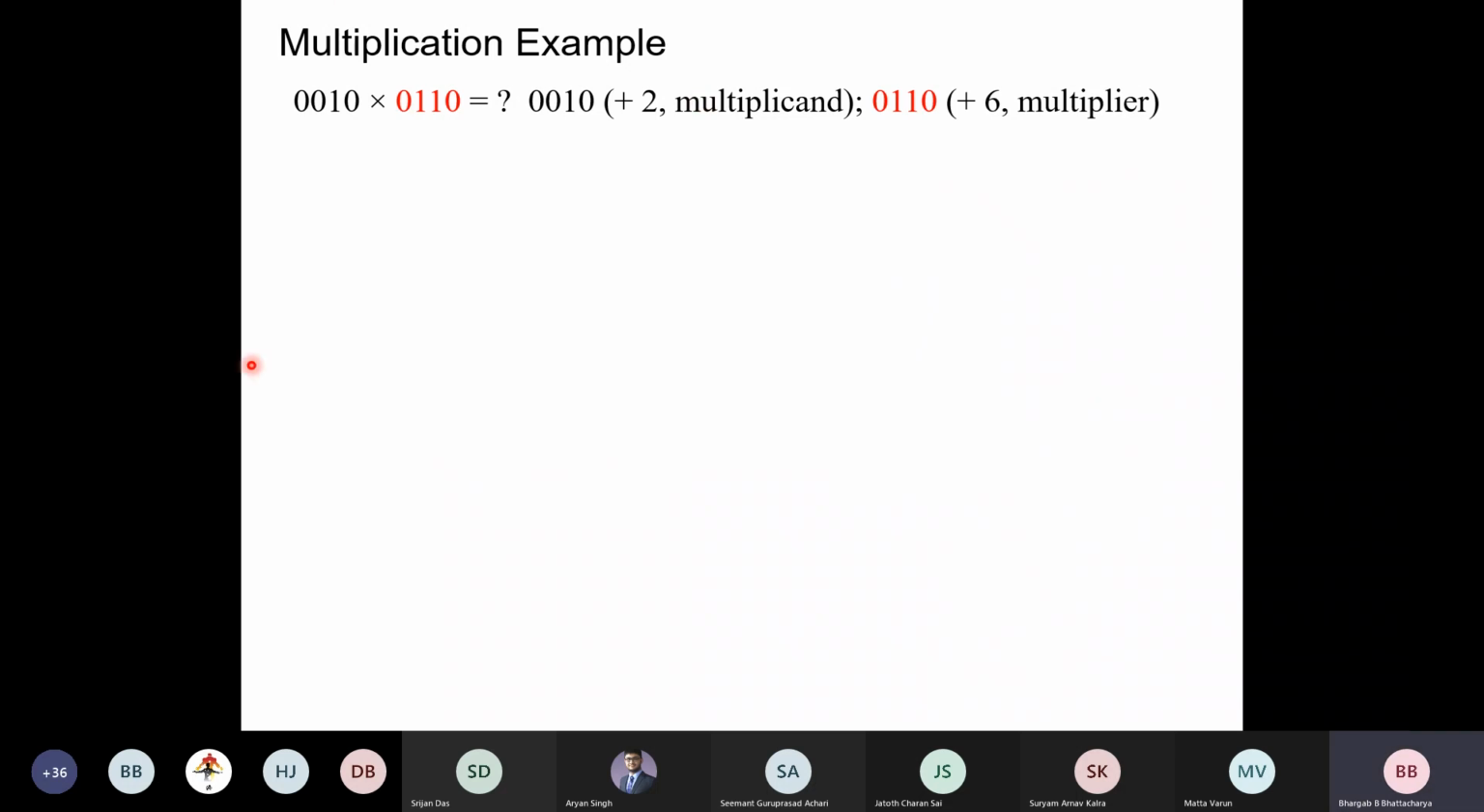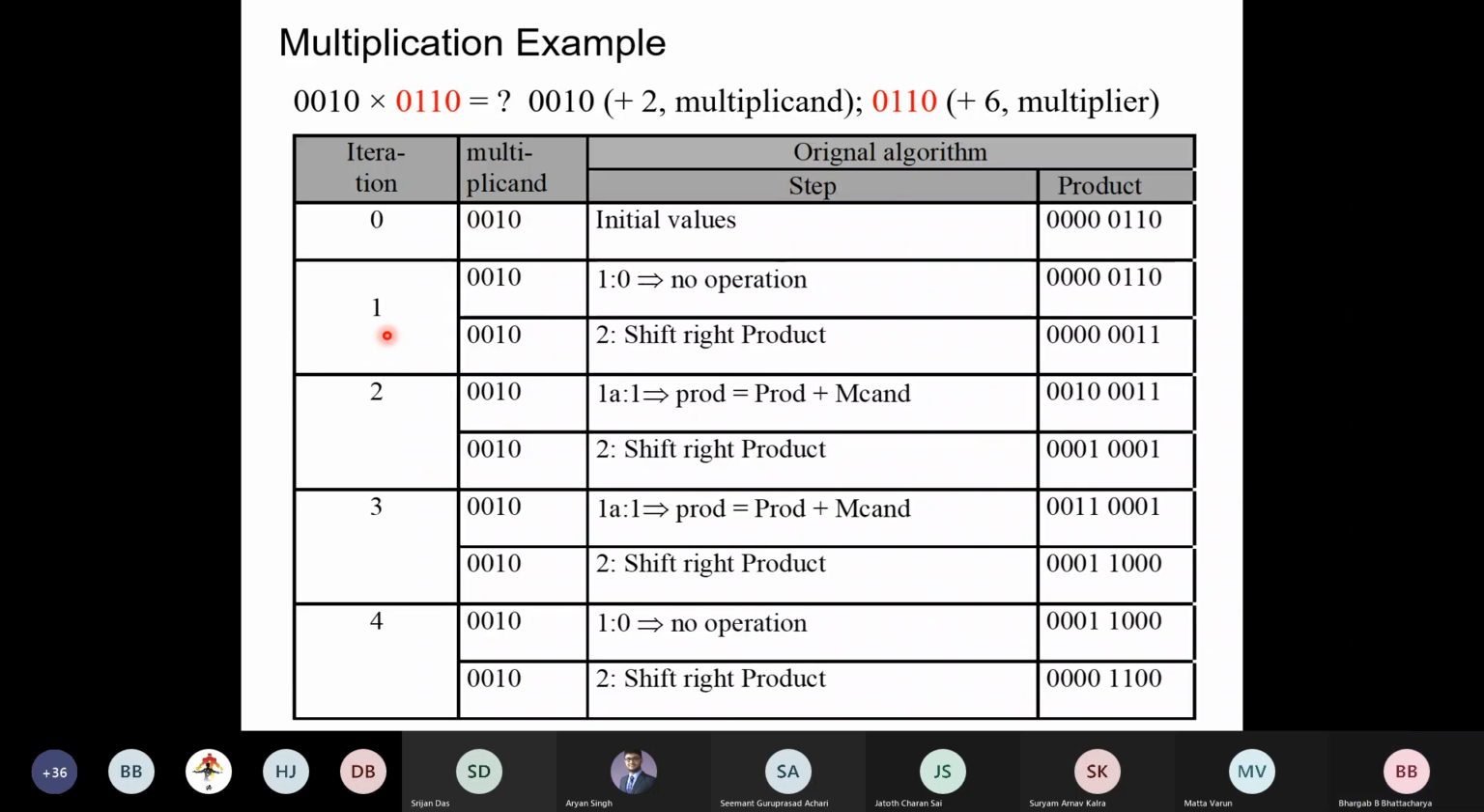So here is an example of unsigned multiplication where we have a multiplicand which is 2, and a multiplier which is 6. This is a 4-bit example. So the multiplicand is saved in a 4-bit register, and the product term will be saved in an 8-bit register, and the rightmost 4 bits of the product register are initially loaded with the multiplier. So you need only two registers: one register to save the multiplicand and another register to save the product term as well as the multiplier.